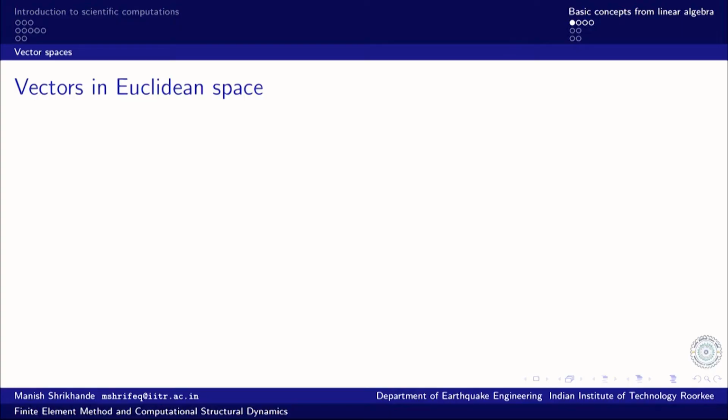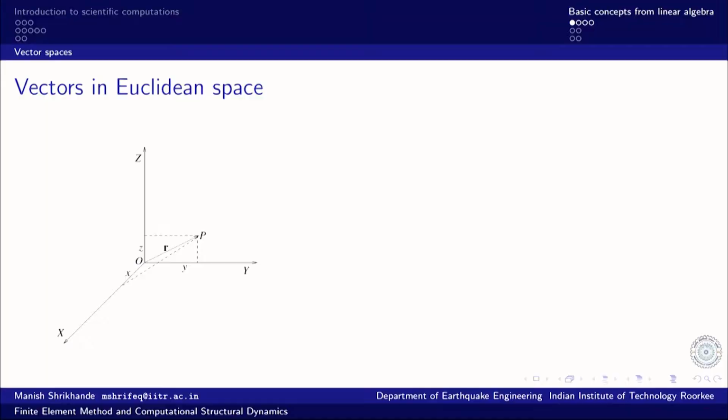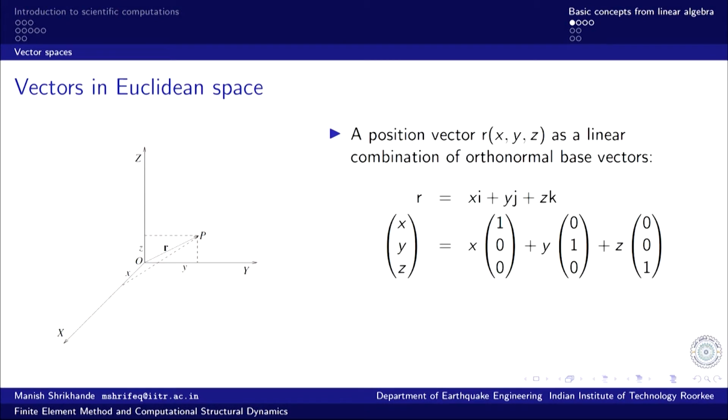So, vectors in Euclidean space, we all know about vectors from our high school levels. That is the first time we probably started using vectors. So, Cartesian coordinate system x, y, z, and any point P can be represented as a summation of 3 unit vectors. So, a position vector r that you can see defines the point P in any 3 dimensional Euclidean geometry, and can be represented as a linear combination.